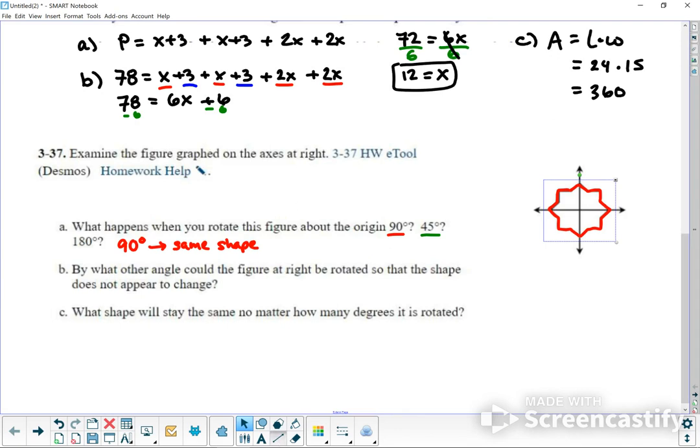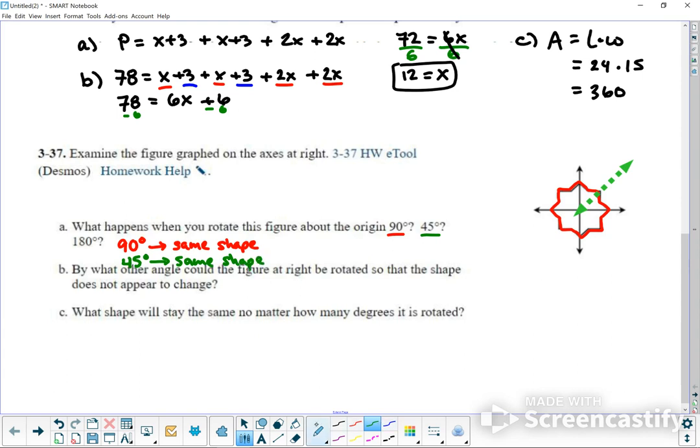So 45 degrees. There it is. 45 degrees is right there. And that's 45 degrees. So if I take my little green handle and rotate it so the green handle is right there, guess what? It matches exactly the same. So 45 degrees, same shape. Okay, it's been rotated, but it doesn't look like it's changed.